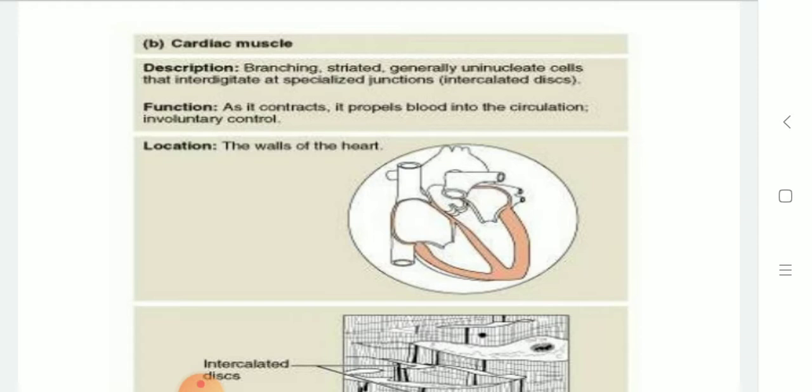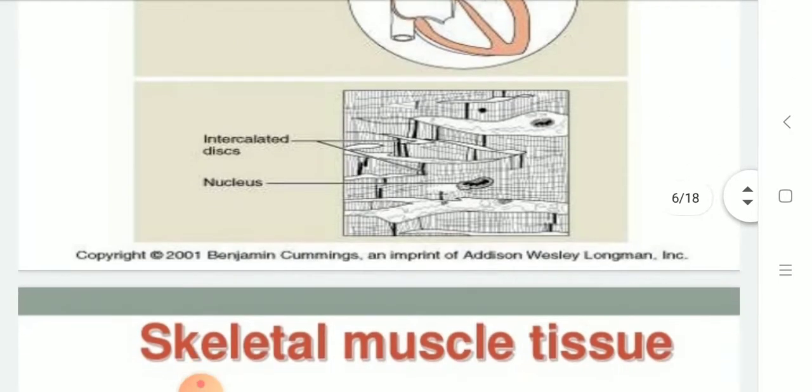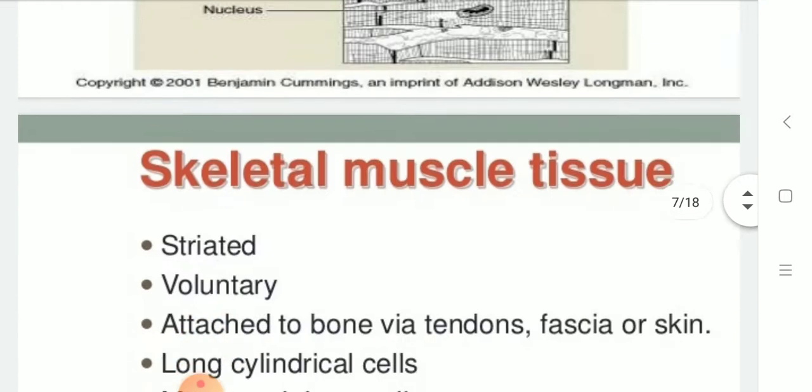Description: branching, striated, generally uninucleate cells that are interconnected at specialized junctions, the intercalated discs. Function: as it contracts, it propels blood into the circulation. Involuntary control also. Location: the walls of the heart. In the microscope, we can see the intercalated disc and nucleus of the cardiac muscles.